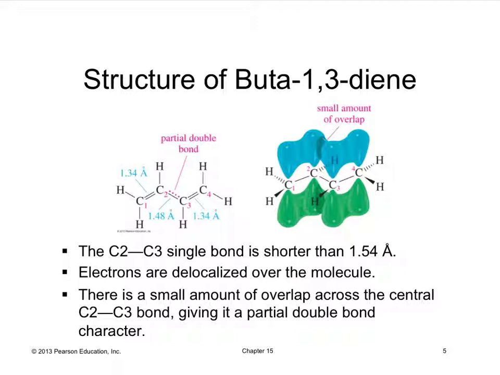In terms of the structure of conjugated dienes, such as buta-1,3-diene, you have double bond, single bond, double bond. The C2-C3 single bond is actually shorter than the traditional 1.54 angstroms because it has partial double bond character. The electrons on your pi bonds are delocalized over the molecule, and there's a small area of overlap across the central C2-C3 bond, giving that partial double bond character.